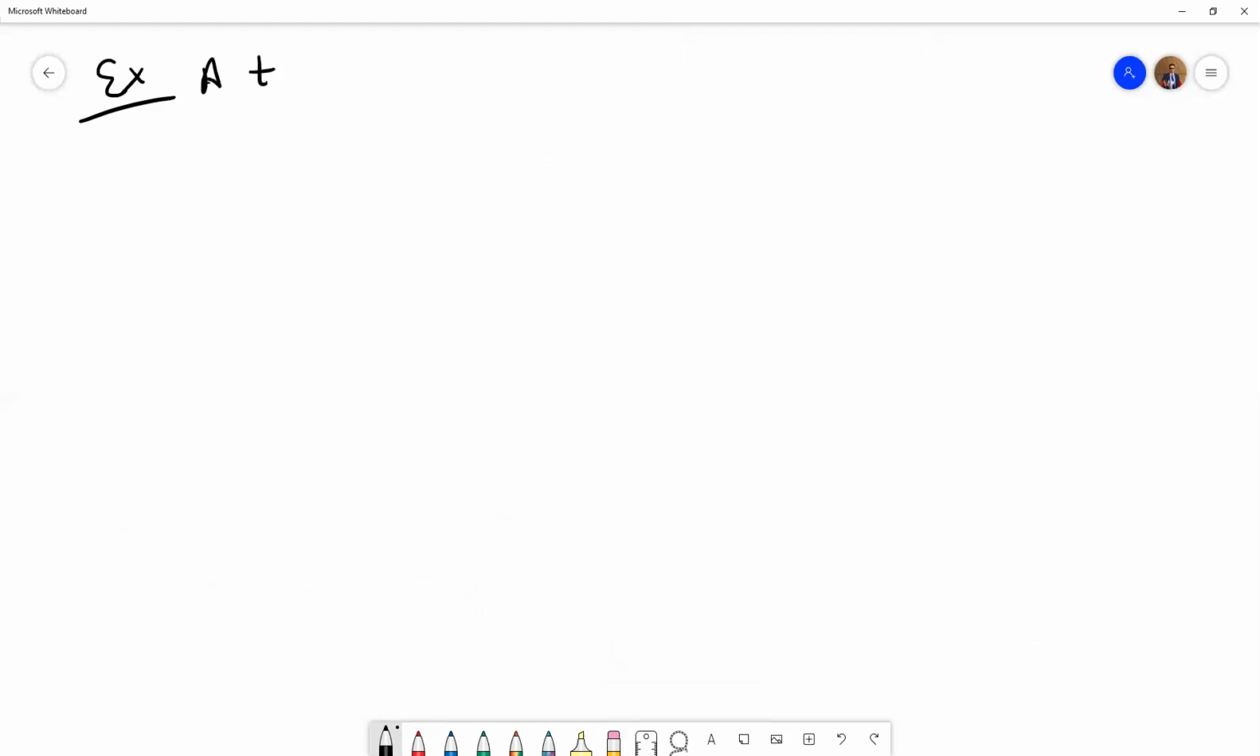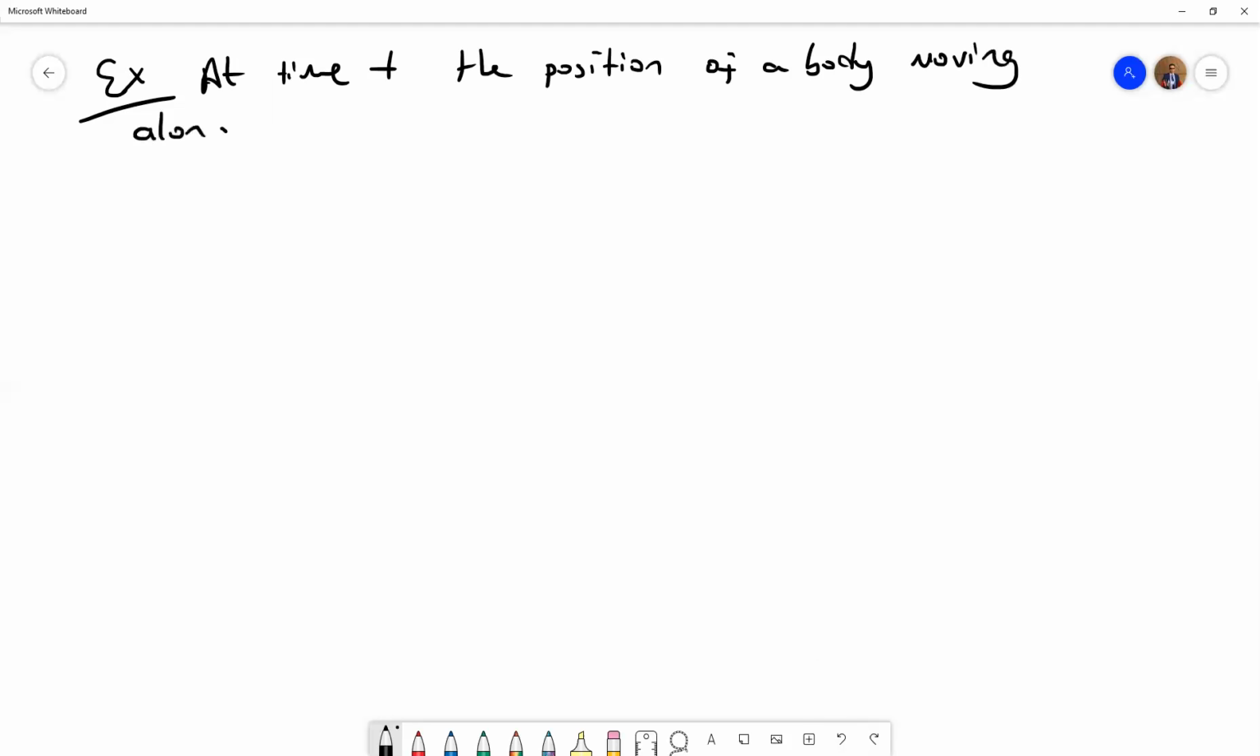At time t, the position of a body moving along the s-axis is s equal to t cube minus 6t squared plus 9t meters. So the question is like that.